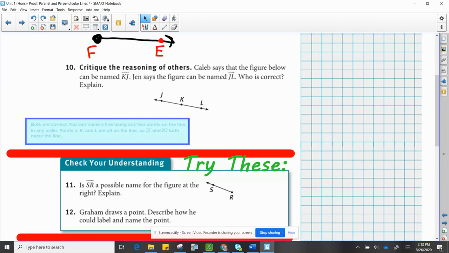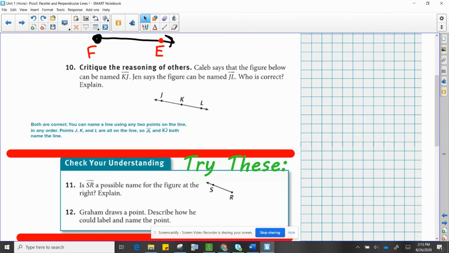Okay, in my opinion, this is kind of a trick question. Technically, both people are correct. Caleb's correct, Jen's correct. Because remember, in that table, it says you can name a line using any 2 points. And again, the order doesn't matter. So KJ is fine to name the line because those are 2 points. And so is JL. That's the whole line. So it doesn't matter what 2 points you pick. Both are fine.